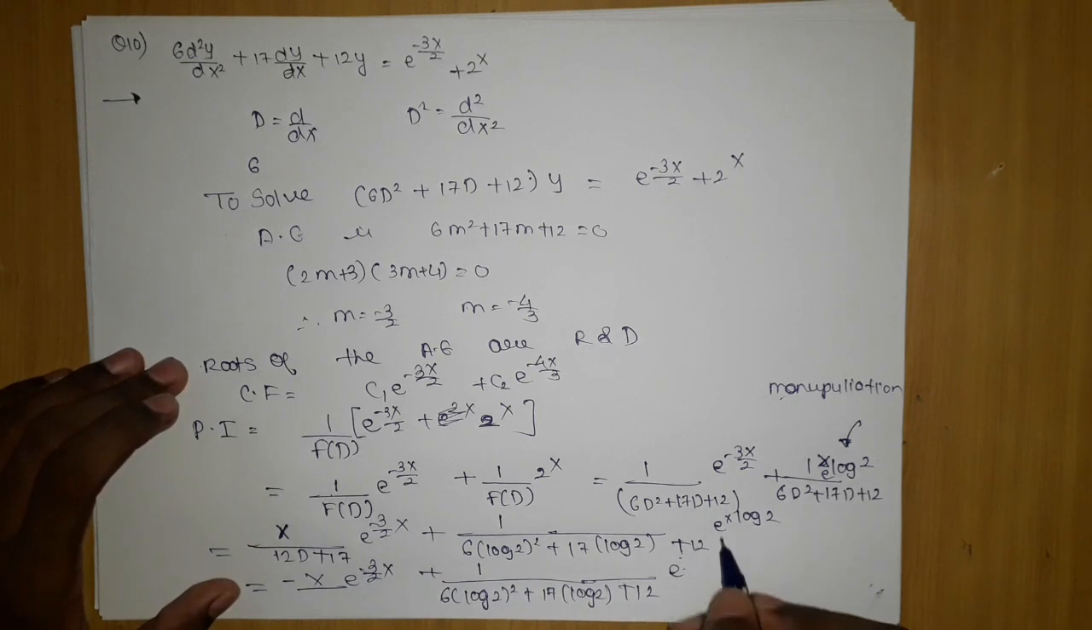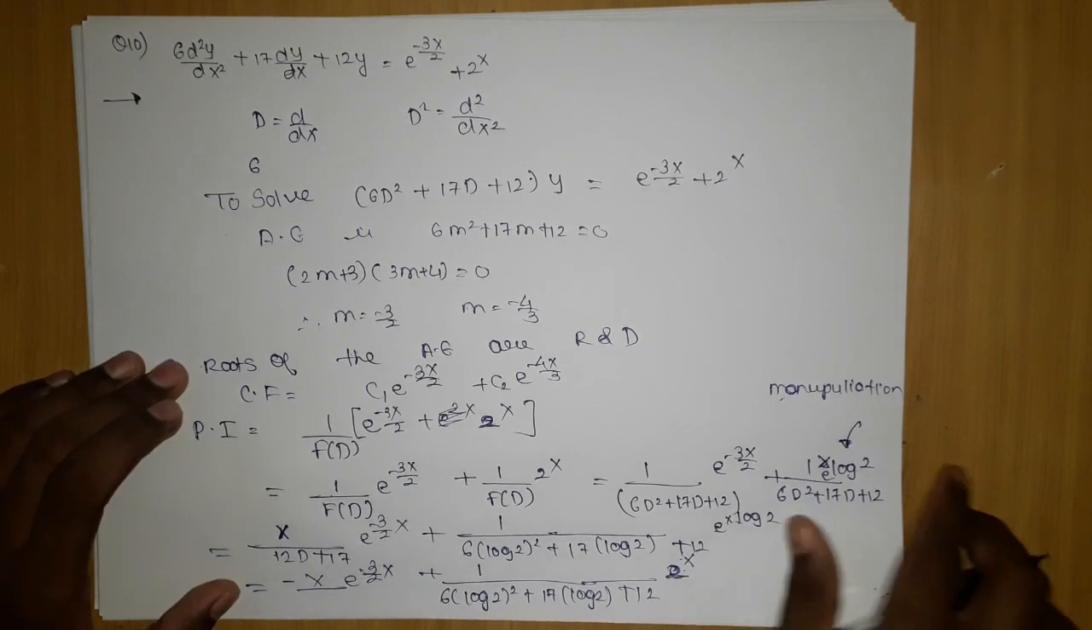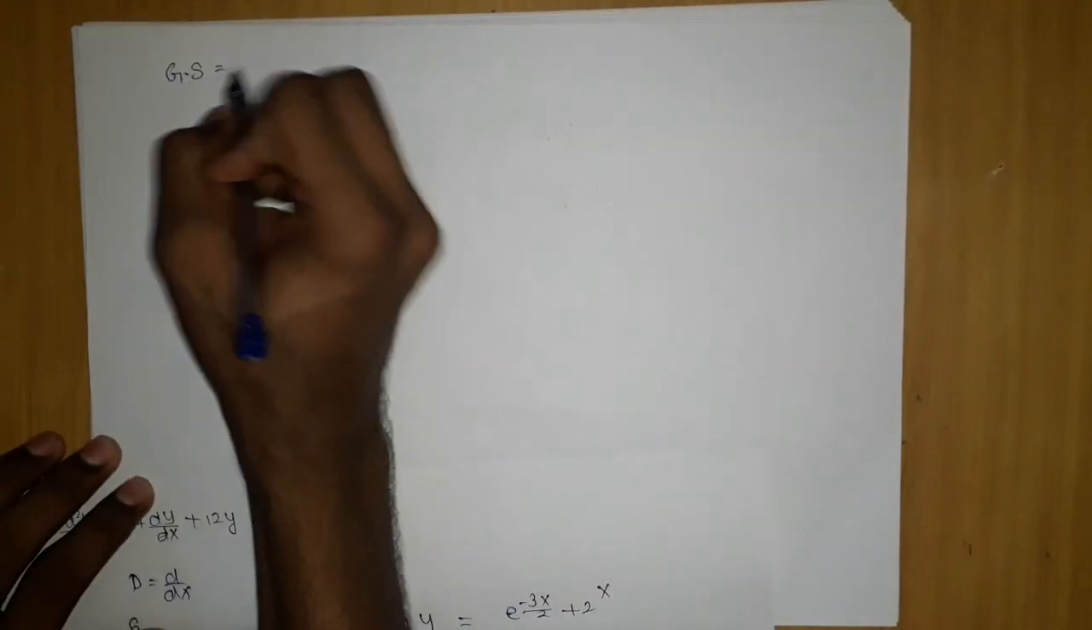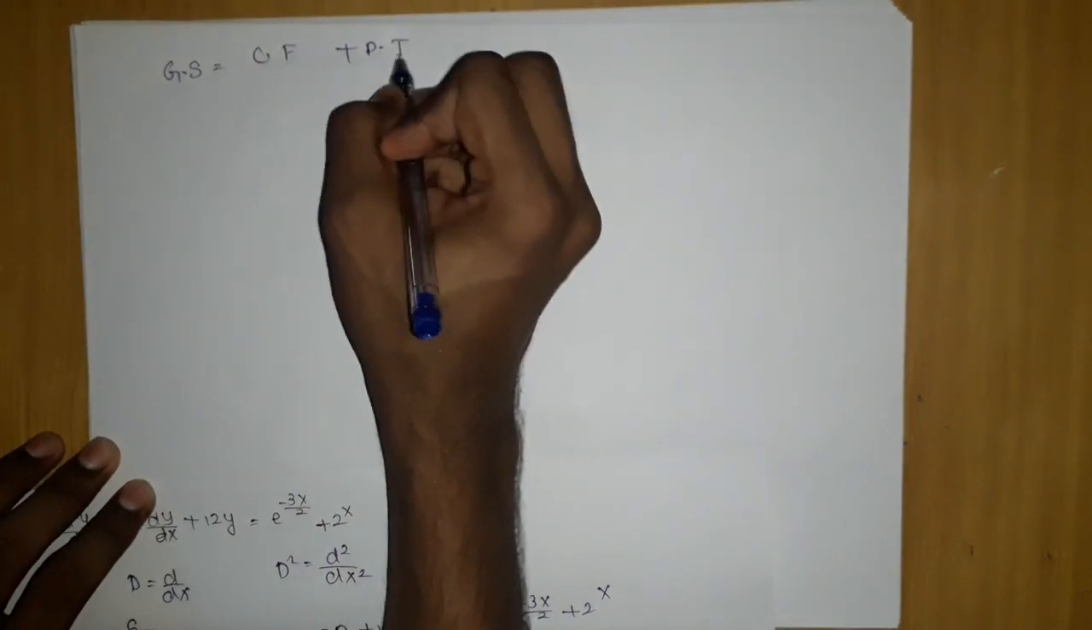this I can simplify further and write it as 2 to the power x only in the end. So this is our particular integral. Now we are going to write the general solution. General solution is a combination of complementary function plus particular integral.